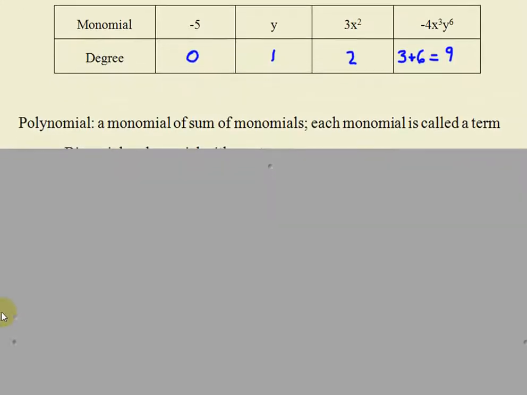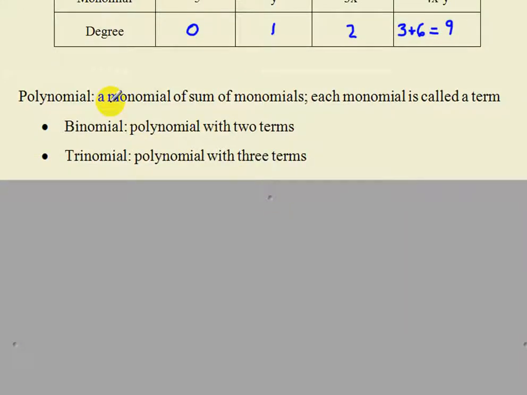Now for a polynomial, and I apologize here, but there's a typo. A polynomial is a sum of monomials. Sum tells us that we're adding or subtracting, because that's the same as adding a negative. Each monomial within a polynomial is called a term. A binomial is a polynomial with two terms. For example, you could have 4x minus 7. That's a binomial. You have one term, a second term, separated by subtraction. A trinomial is a polynomial with three terms. For example, we could have x squared plus 2x plus 8.